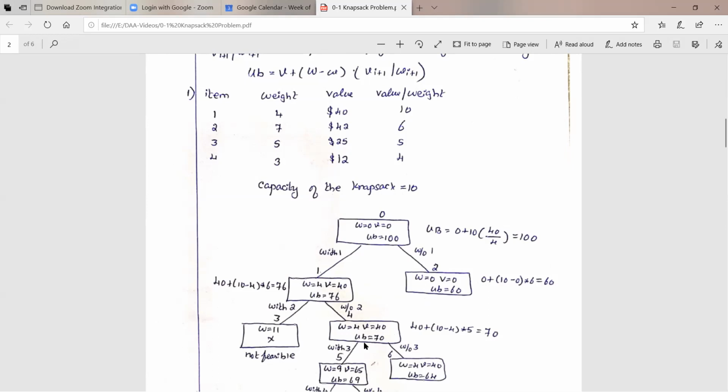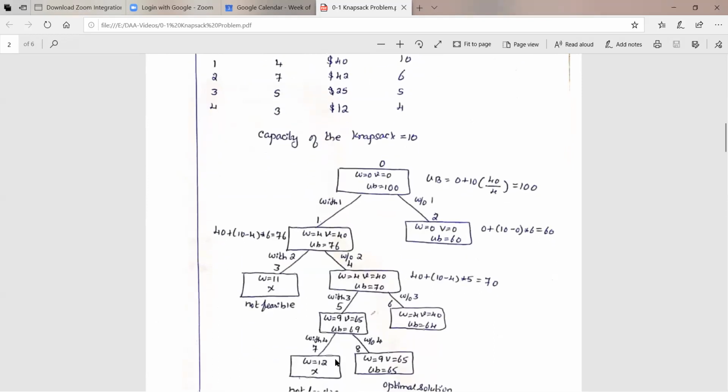Now we have to consider this node. If we are considering this, again we have to take object 3, with 3 and without 3. With 3 means we have already selected 1, so 4 plus 5, that is 9. So the weight is equal to 9. What is the profit? 40 plus 25, so the profit will be 65. If the weight is equal to 9 and the profit is equal to 65, then using this again we have to compute the upper bound value.